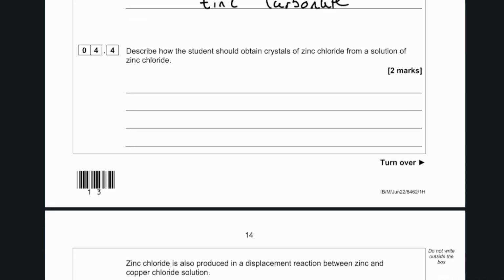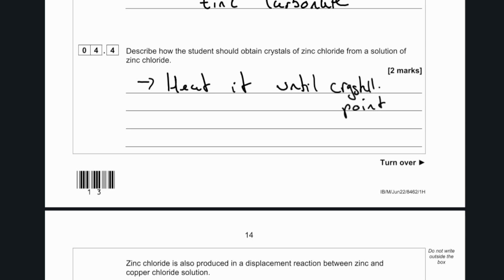Question 4.4, describe how the student should obtain crystals of zinc chloride from a solution of zinc chloride. This is just the crystallization process. So when you have this solution, how do you get the crystals out? So the first thing you're going to do is heat it until the crystallization point. So you can say until it starts to crystallize, or until the crystallization point.